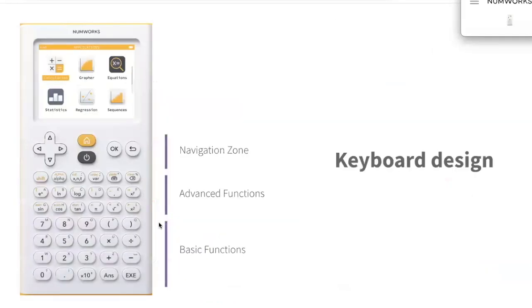Just going over a little bit about the design of NumWorks, we split up our calculator into 3 different portions. So we have our navigation zone, our advanced functions, which you'll see those buttons are actually in yellow as well for some of your more advanced math functions, and then your basic functions, which will be on the bottom. The navigation zone is how you're going to navigate from one app to the next. We kind of call it our Game Boy zone. So think this is how you're going to go back to the previous menu, select OK, home button, power, and then right, left, up, and down.